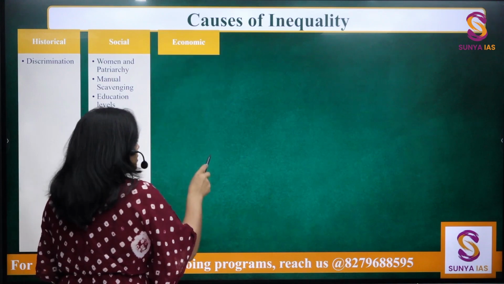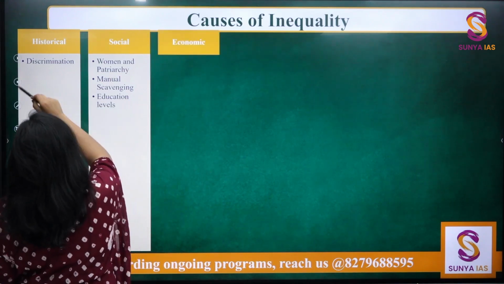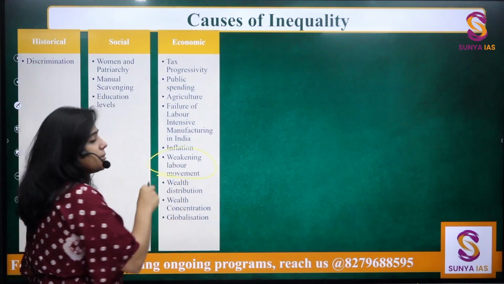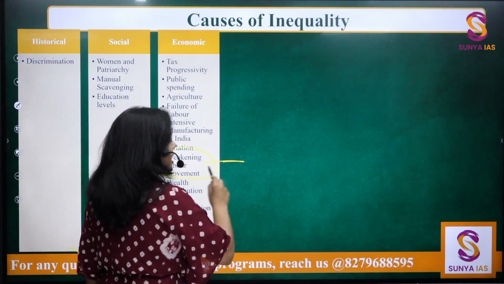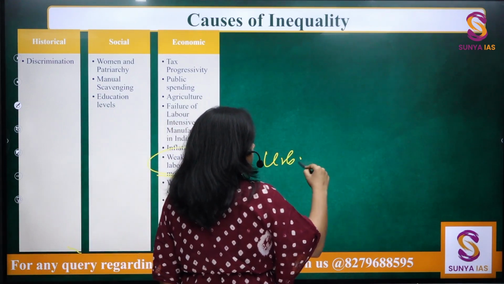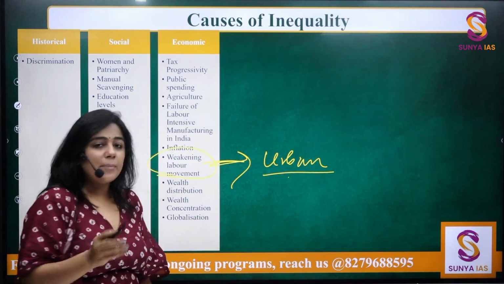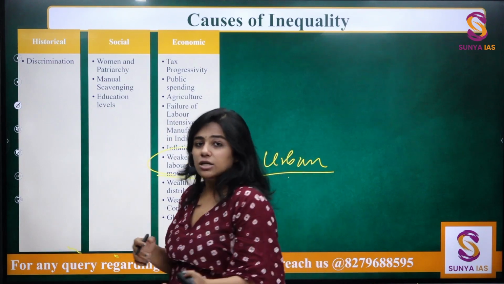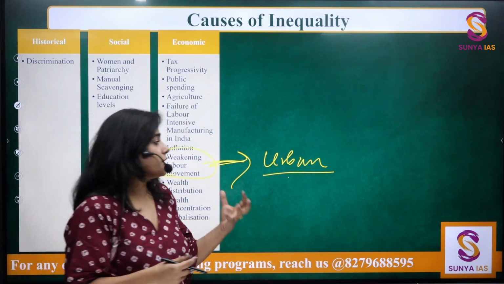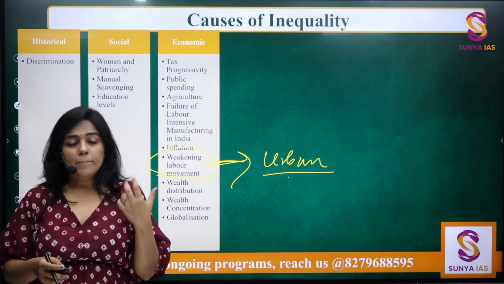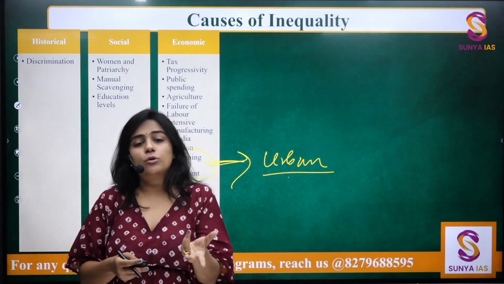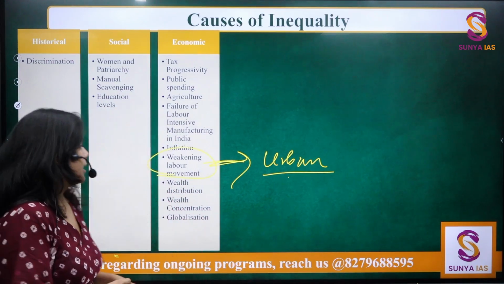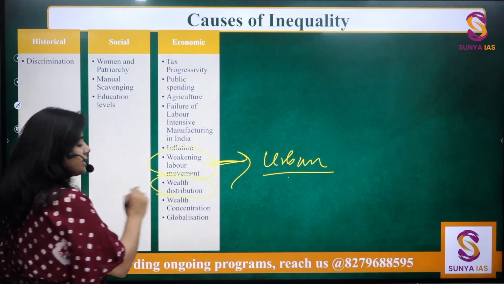Then the labor movement is also weakening. So this is a very interesting aspect, that the labor movement in India is weakening, especially in the urban areas, and this is primarily because the conditions of labor are such that people cannot afford to be on the roads fighting for their rights. They have to fend for their family, right? Wealth distribution is skewed, that we just discussed.